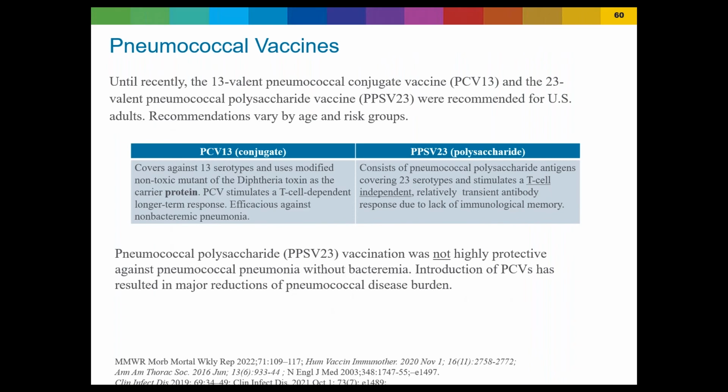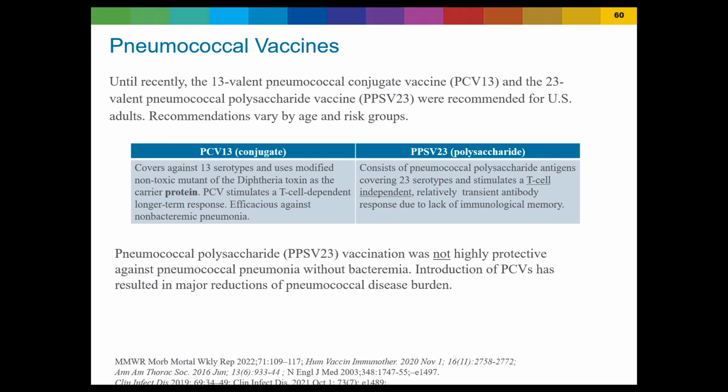So until recently, 2 pneumococcal vaccines were recommended, as you may recall. Conjugated vaccine known as PCV13 or Prevnar 13 and PPSV23, which is a polysaccharide vaccine. So there are some differences. The Prevnar 13 covers 13 serotypes and uses modified non-toxic mutant of the diphtheria toxin as a carrier protein. So one advantage is that this vaccine also stimulates T-cell dependent longer-term response, which is efficacious against non-bacteremic pneumonia.